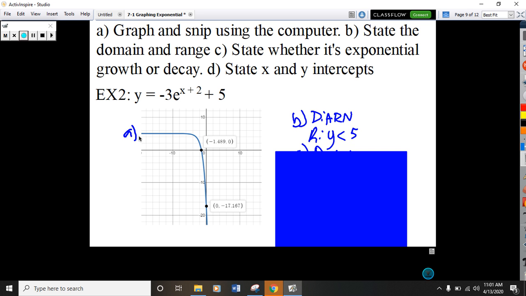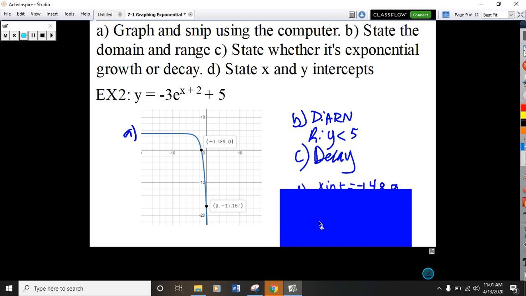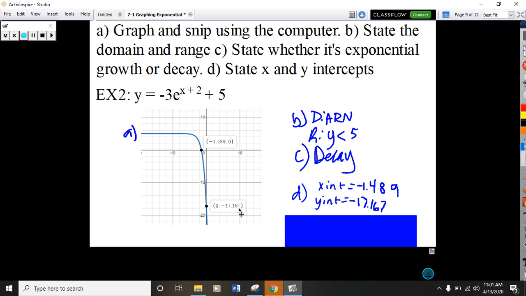It is a decay, because if you follow it along, it's straight, and then it jumps down. So since it's going down, it's a decay function. And then I got my x-intercept at -1.489, and my y-intercept down here at -17.167. So again, not a lot of differences between the different graphs. Again, the biggest thing is that now we've introduced e as a number. So now we can use it like we do anything else.